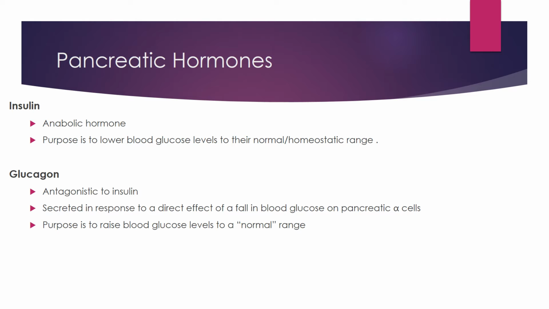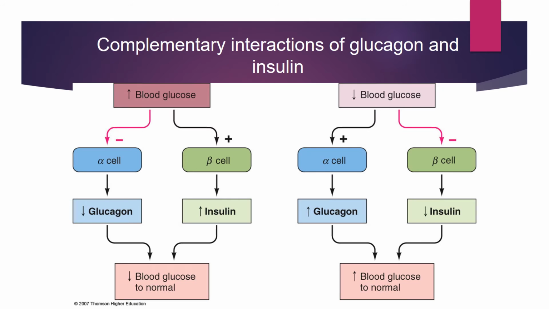For glucagon, what it does is stimulate the liver to hydrolyze glycogen into glucose, and then it releases it into the blood. It also stimulates gluconeogenesis, the conversion of non-carbohydrate sources into glucose, such as fatty acids and amino acids. And glucagon will stimulate lipolysis in adipose tissue, so fat is released and used as a fuel source instead of glucose.